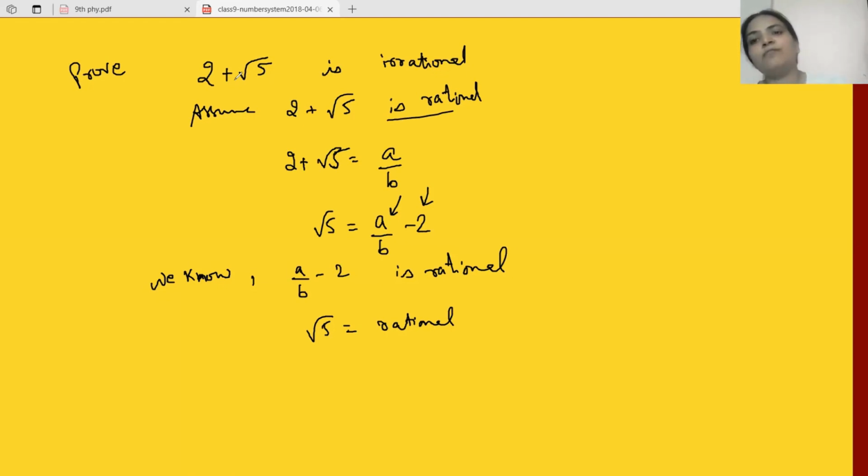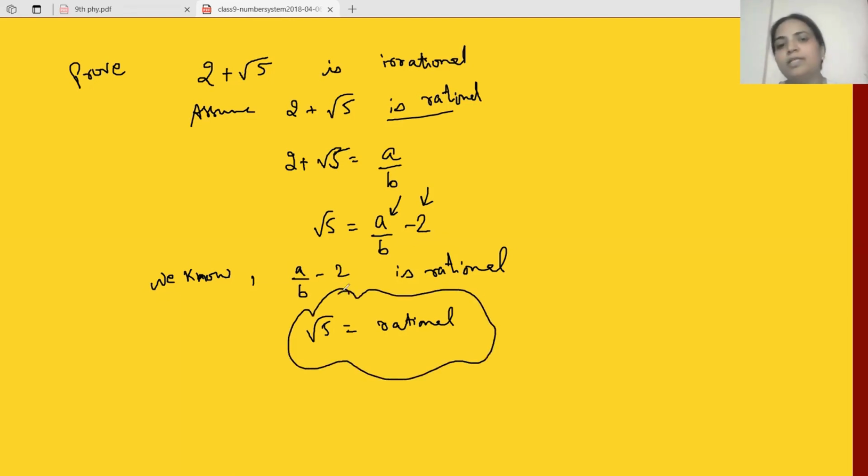यहाँ पर आपको root 5 को again you need not prove it irrational. You can just use your previous fact that we know root 5 is irrational. Hence this conclusion here is incorrect. That means our assumption is wrong. Understood everyone or not?